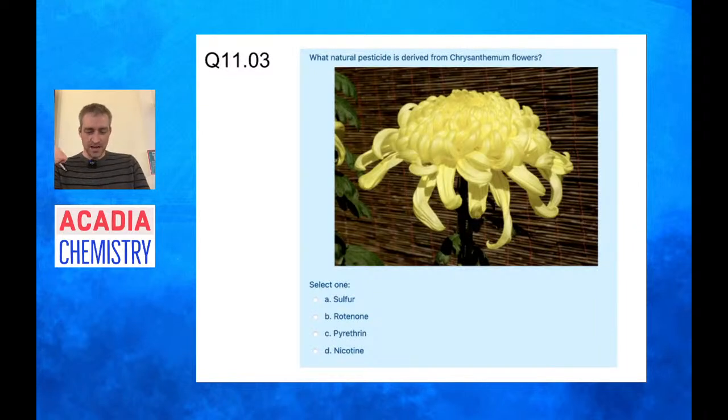What natural pesticide is derived from chrysanthemum flowers? Pyrethrin.